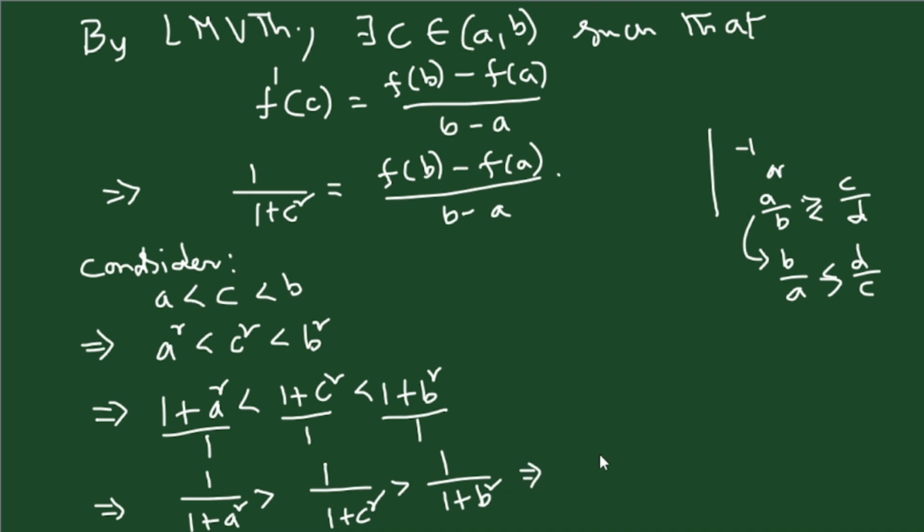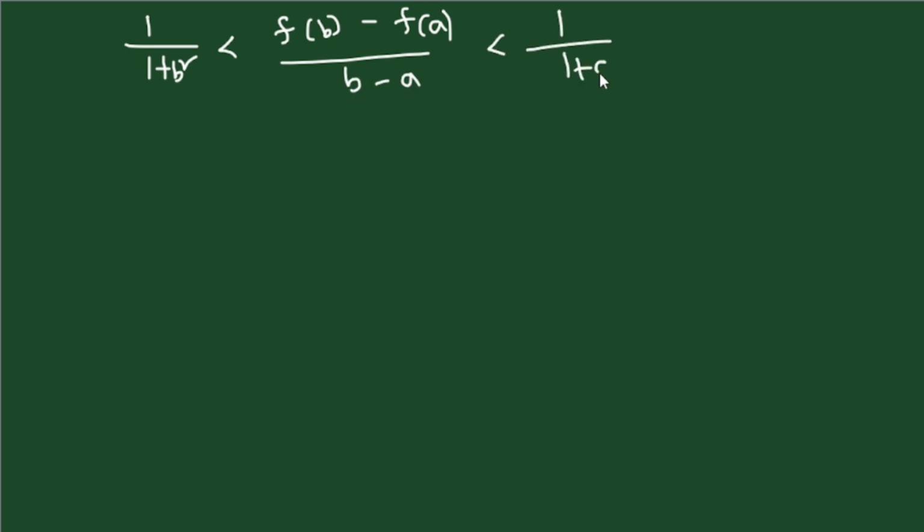Now we can also write this as 1 by 1 plus B square. This is in the descending order. I am writing it in the ascending order. 1 by 1 plus B square less than 1 by 1 plus C square less than 1 by 1 plus A square. So you have 1 by 1 plus C square in the middle. There you can replace 1 by 1 plus C square by this thing. Now we write 1 by 1 plus B square is less than FB minus FA by B minus A less than 1 by 1 plus A square.